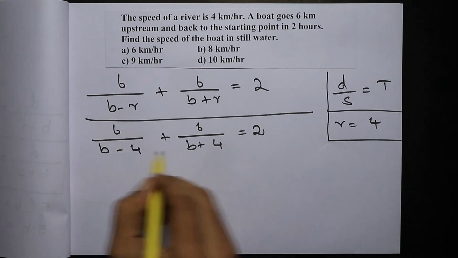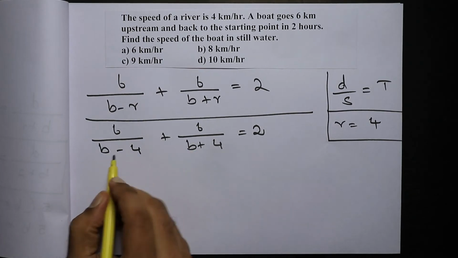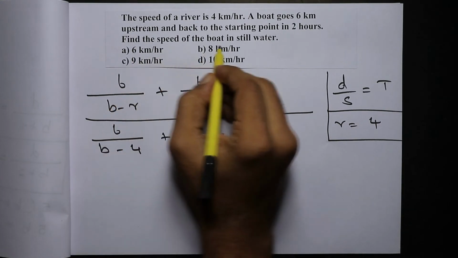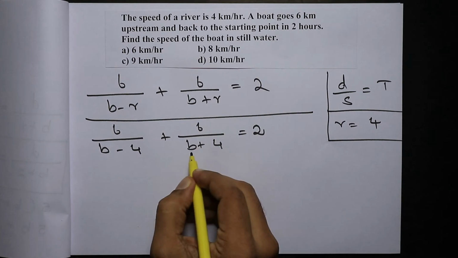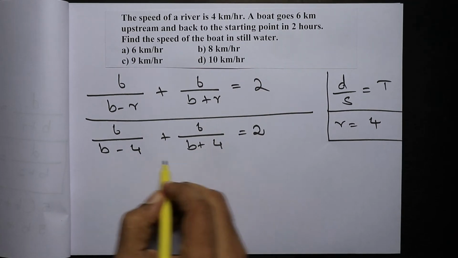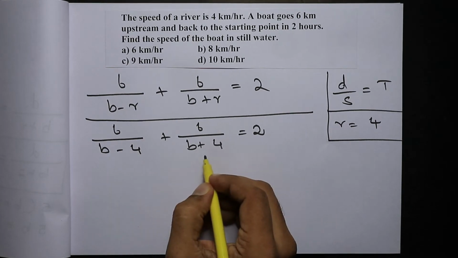So we have just one equation and one unknown, and we need to calculate the value of b. B is the speed of the boat in still water. That is, find the speed of the boat in still water, that is b. Now if you try to solve it, you will get a quadratic equation. Now nothing great about solving quadratic equations. It is just that it will take some time.